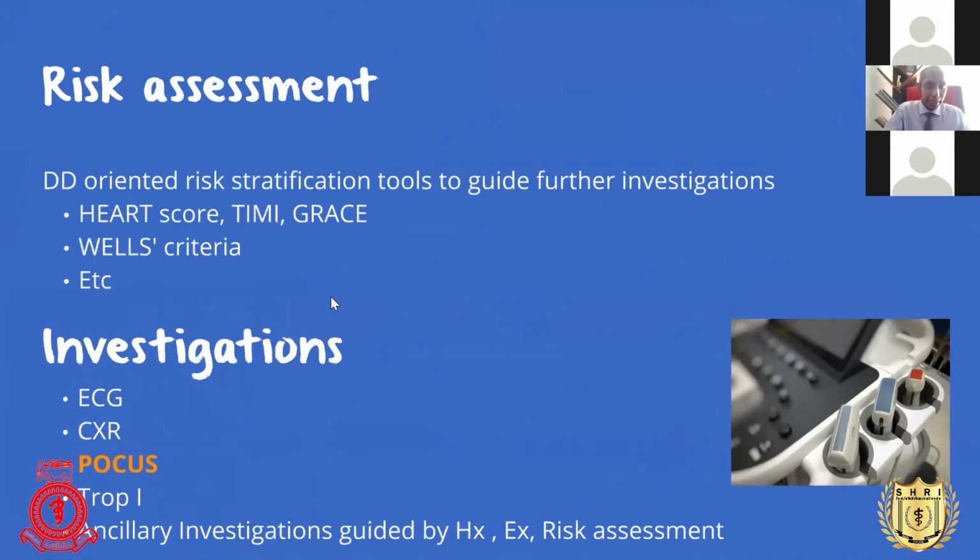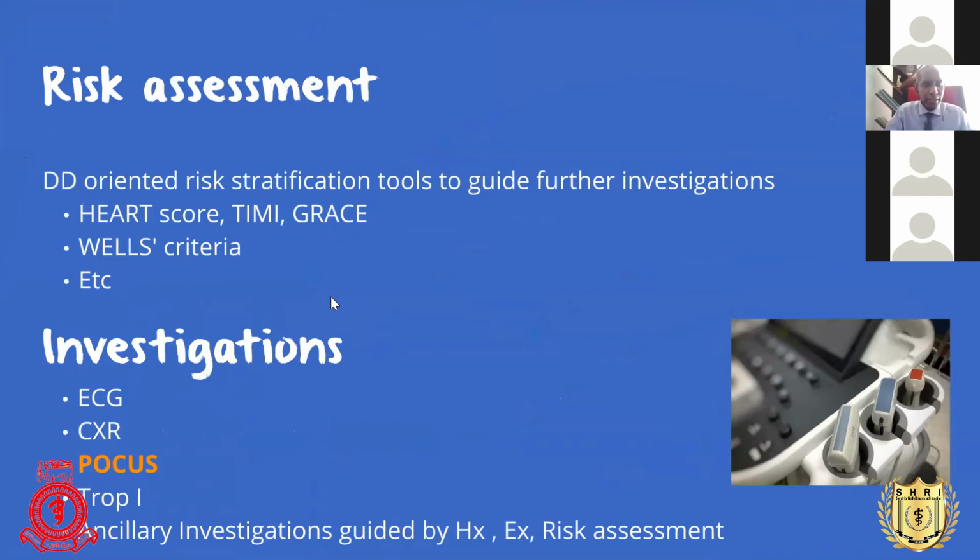And risk assessment, as I mentioned, if it is a cardiac cause, there are the HEART score, TIMI score, and GRACE score to guide us. What is the next step of management? What is the next step of investigation? What is the next step of disposition? If it is a pulmonary embolism, what's the Wells criteria? What's the Wells score? We'll discuss very briefly.